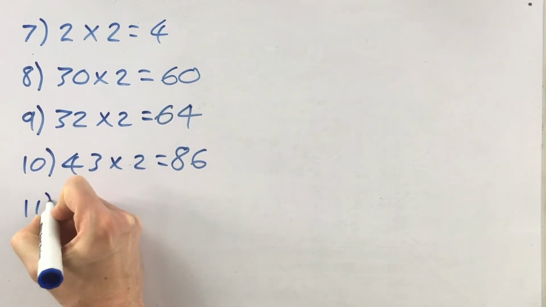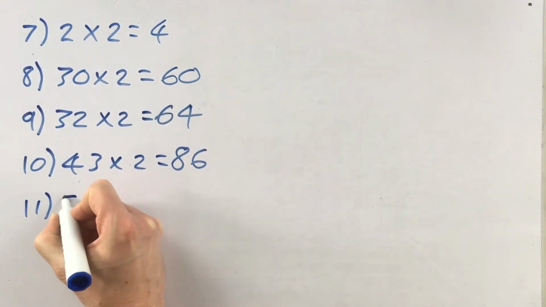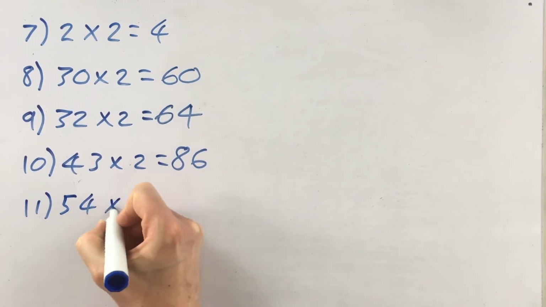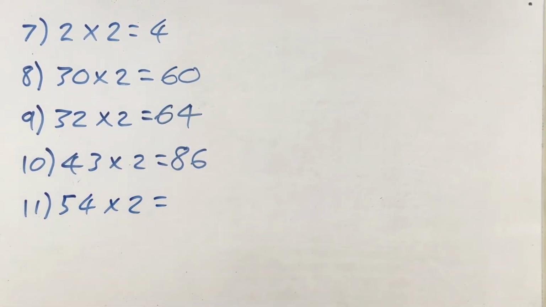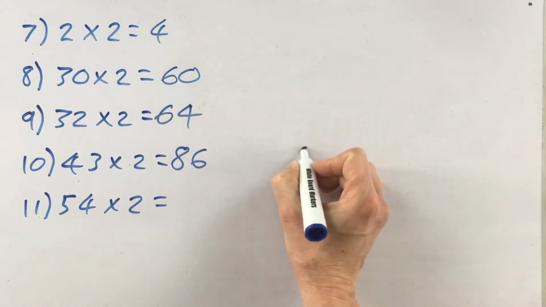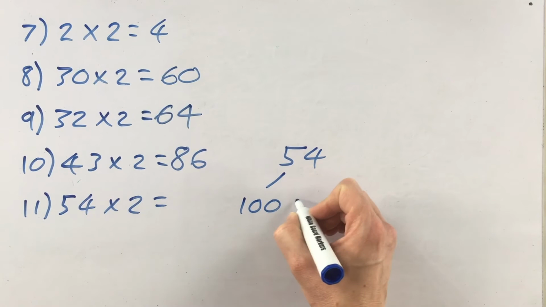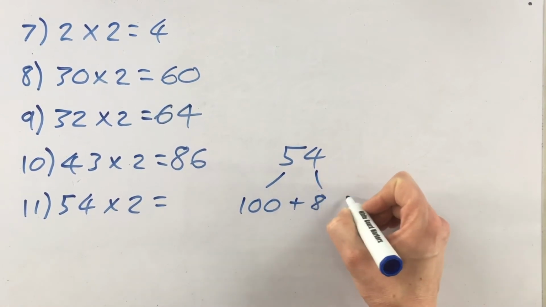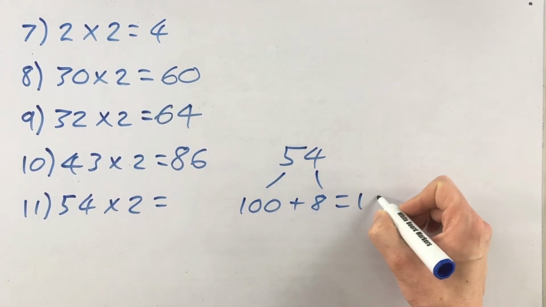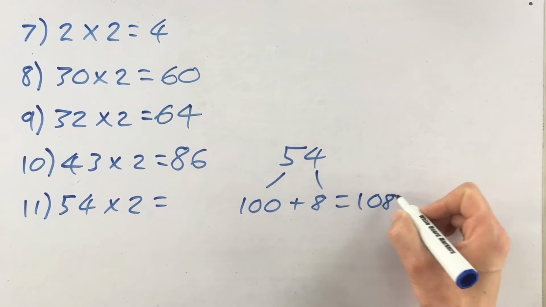Number 11. 54 times 2. Again, this question is set very deliberately because you're going to have to go into the hundreds when you double this. So I'm going to show this with a diagram. 54. 2 times 50 is 100. 2 times 4 is 8. And the answer is 108.